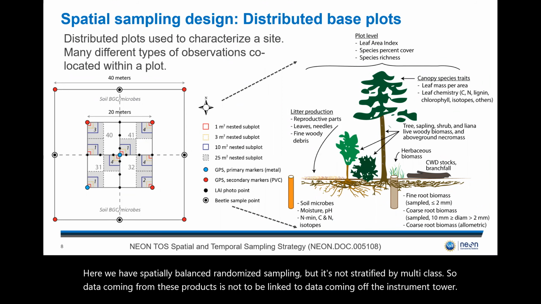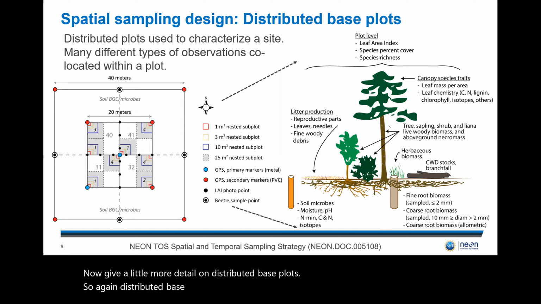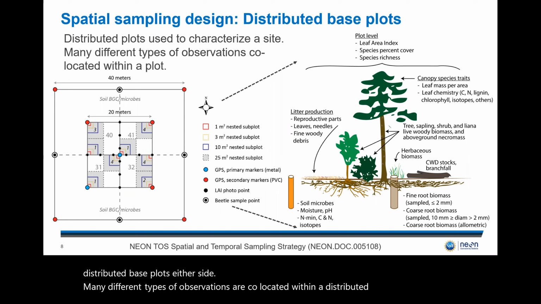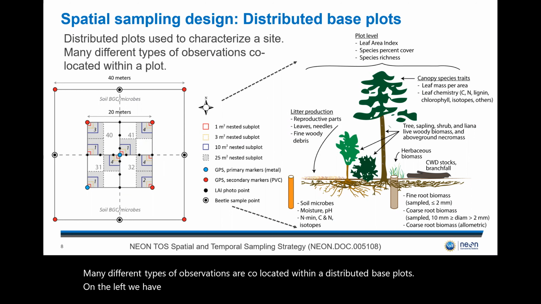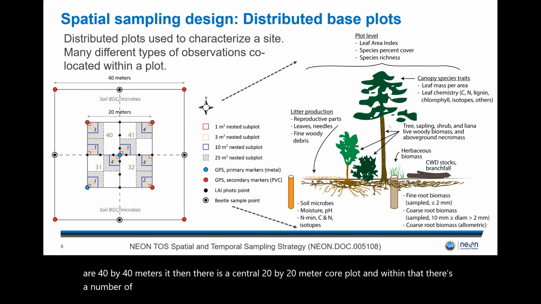Now I'll give a little more detail on distributed base plots. So again, distributed base plots are meant to characterize the site, and there can be up to 30 distributed base plots at a site. Many different types of observations are co-located within a distributed base plot. On the left, we have a schematic of the spatial design of a distributed base plot. So these are 40 by 40 meters. And then there's a central 20 by 20 meter core plot. And within that, there's a number of subplots that are nested.